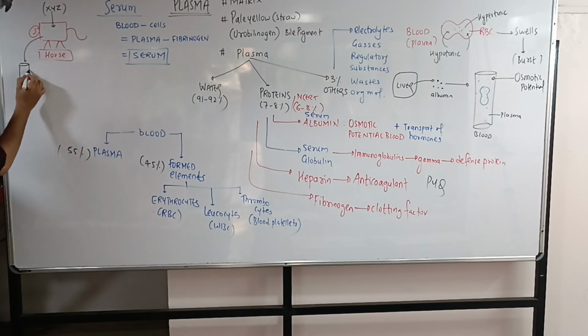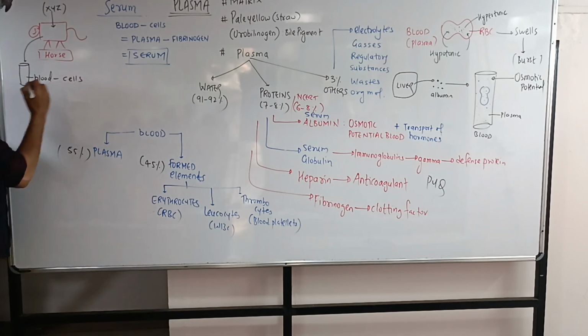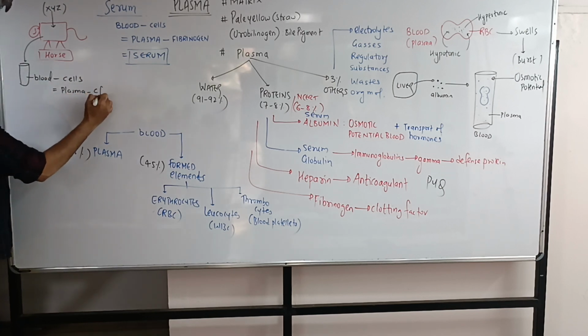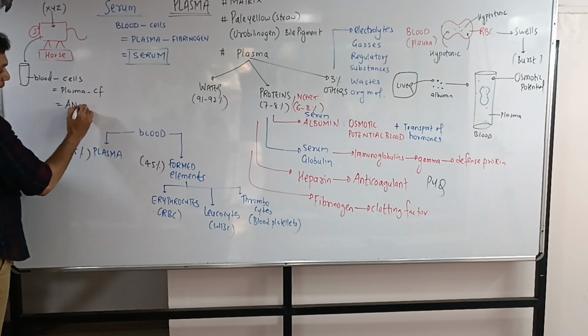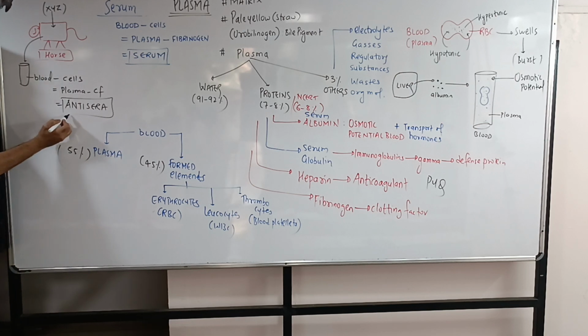So now this is the blood of the horse. From that I removed the cells, and got plasma. From the plasma I removed the clotting factors, and got serum. Is this a normal serum or serum rich in antibodies? Serum rich in antibodies, against XYZ. So I will call it anti-sera: antibody-rich serum.